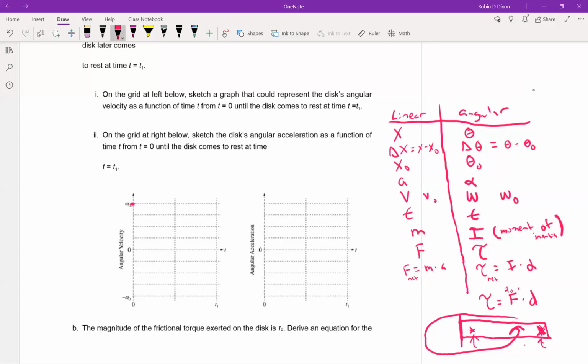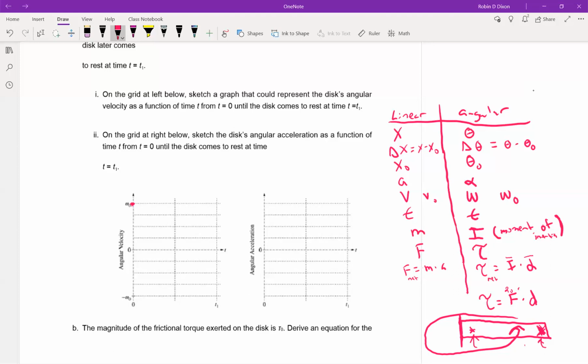So that is what torque is also equal to. Net torque is angular acceleration times moment of inertia. Torque is also force times distance. That is the only equation that doesn't really line up one-to-one with linear versus angular kinematics and forces.